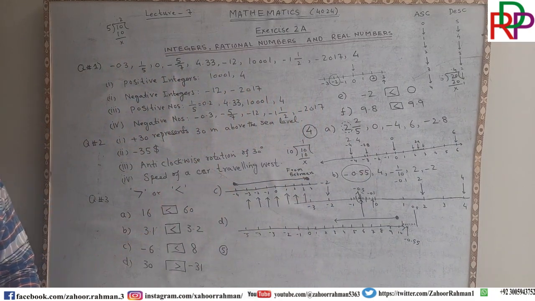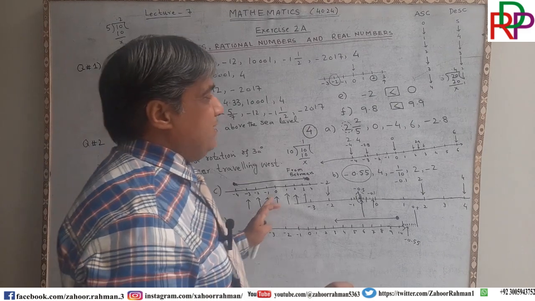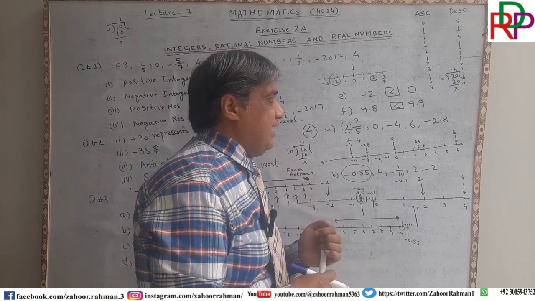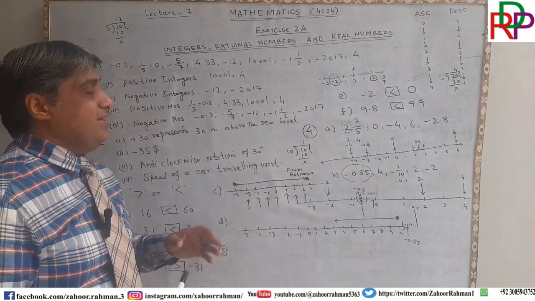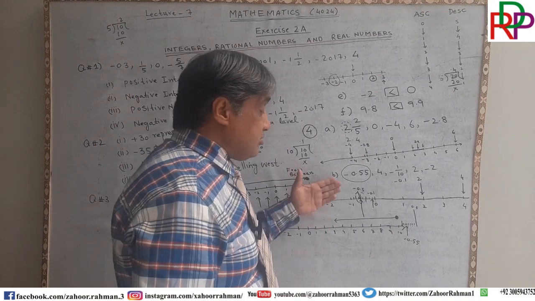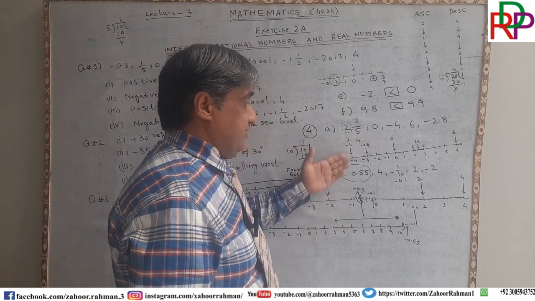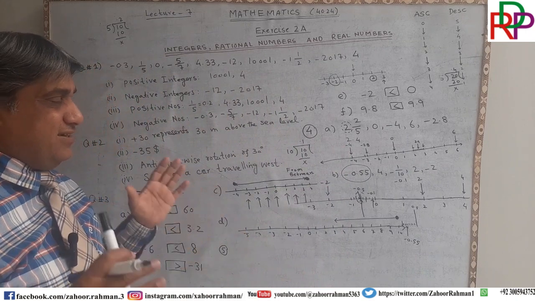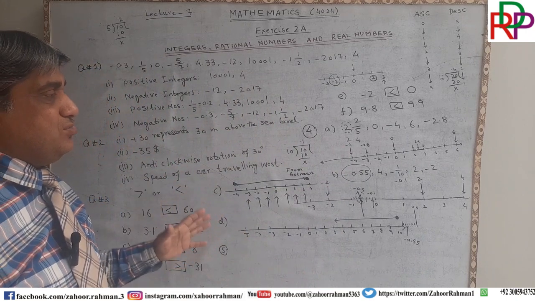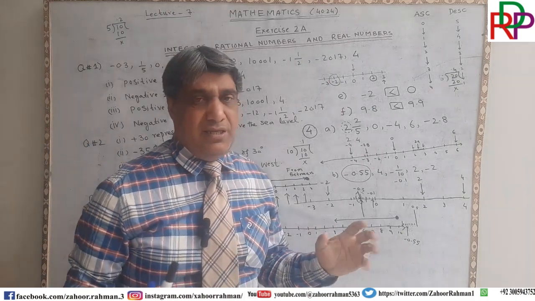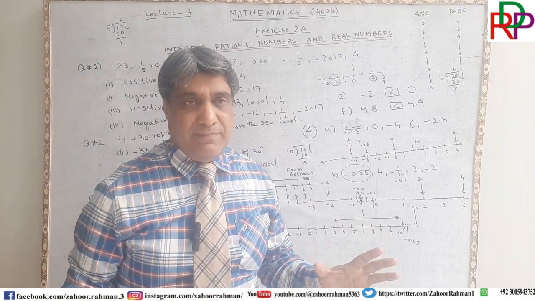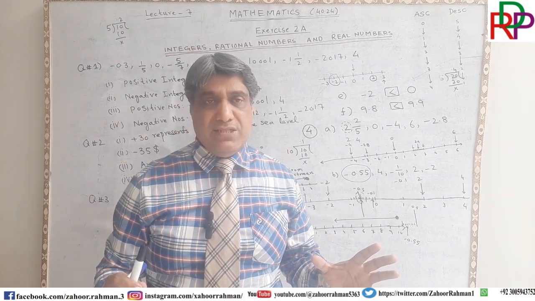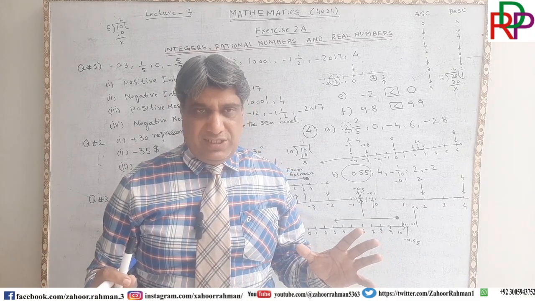The question is saying, first arrange the numbers in ascending order, and then you have to represent these numbers on the line. This question is also similar to these questions, with the only exception that you have to make an extra effort, and that is to arrange these numbers in ascending order. So let us do that question.